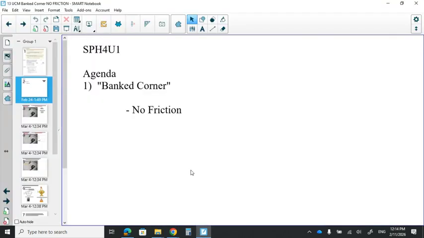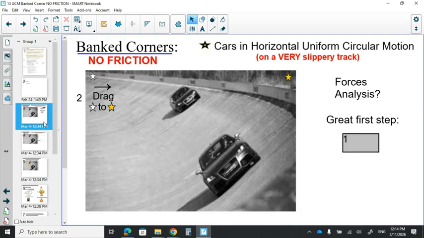Banked corners, no friction. So talking about highways, the way they have an angle on them as you go through the corner, it helps you take the corner. We're going to look at the physics of that. So here's a picture you can use to visualize this.